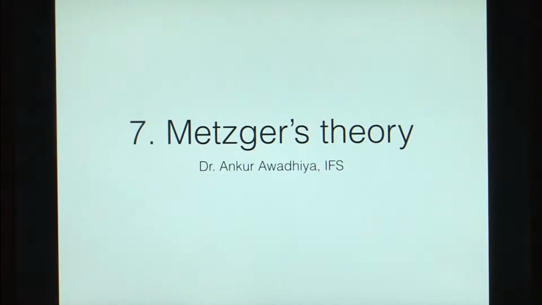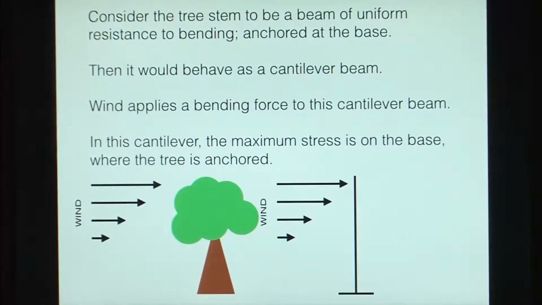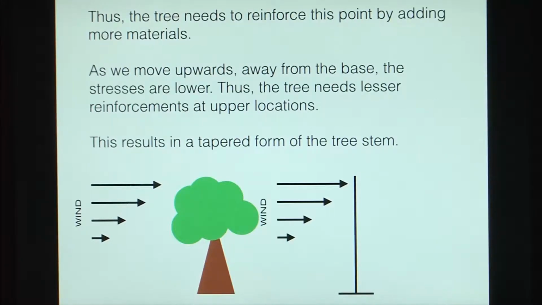Next, we went into Metzger's theory in greater detail. In this case your tree was considered to be a beam of uniform resistance to bending that is anchored at the base. So, it acts as a cantilever beam, and this beam is subjected to wind pressures, and these pressures lead to stresses. Because your tree has this uniform resistance to bending, it can be toppled to its side, and the maximum amount of stress will be at the base. To counteract that, your tree goes on depositing substances near the base. So, the base becomes broader, the diameter goes on increasing towards the base and decreasing towards the top.